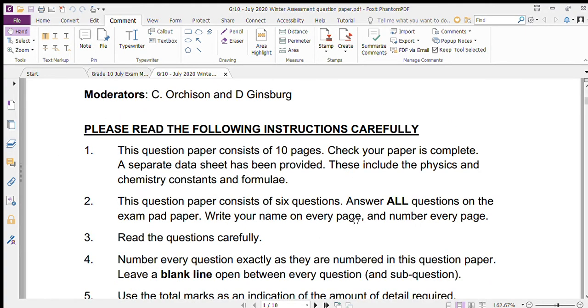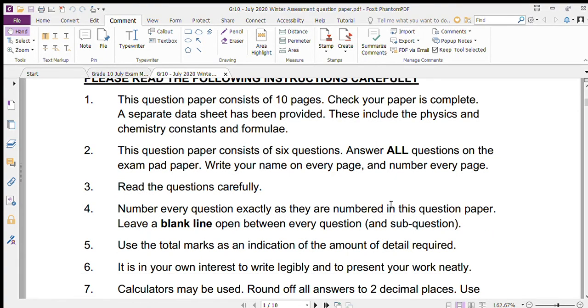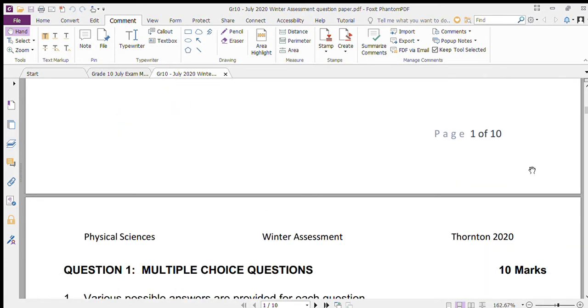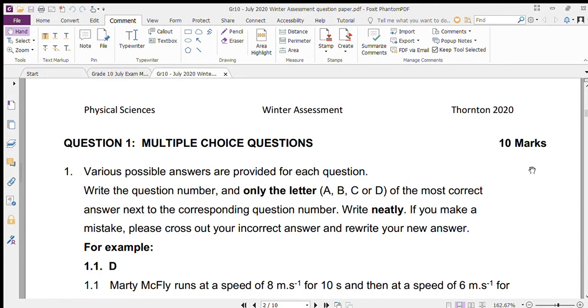Hopefully you all read your questions carefully. These are key, guys. I know you guys skim through them, but please read them very carefully because people tend to disregard them and then they lose marks.